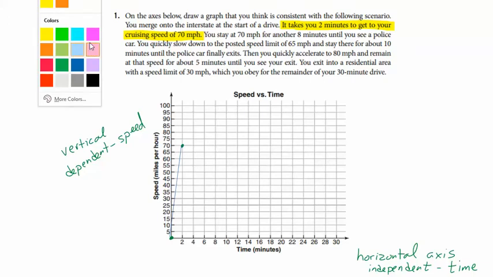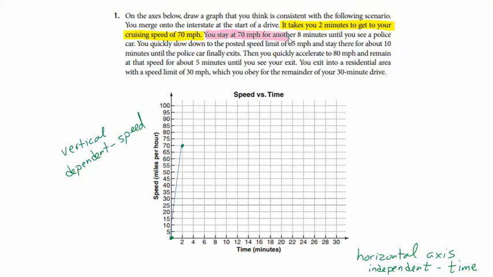So the next piece of information says you stay at 70 miles an hour for another 8 minutes until you see a police car. All right, can you plot that on the graph? Go ahead and pause it and see if you could plot that on the graph. All right, so hopefully you plotted that you're going to stay at 70 for another 8 minutes. So I was at 2 minutes, so another 8 minutes would take me to 10 minutes. So from 2 minutes to 10 minutes, I'm going to stay at 70 miles per hour. So my graph's going to look like this.